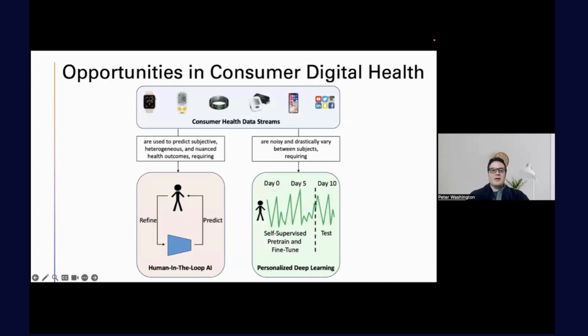So, in summary, I think that's all I want to talk about in terms of my research. So I talked to you about consumer health data streams. I talked about challenges with the labels and the challenges with the inputs to the model and some various ways to address both issues. So human in the loop AI to address the subjectivity of the conditions we're predicting, and personalized self-supervised deep learning to address the variability across people in things like digital interventions and therapies.